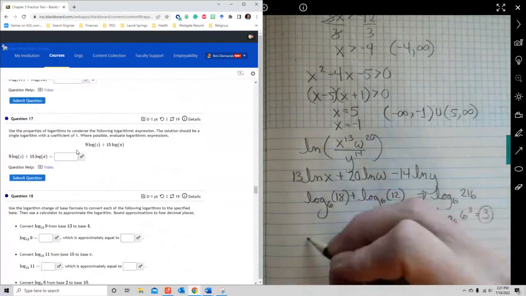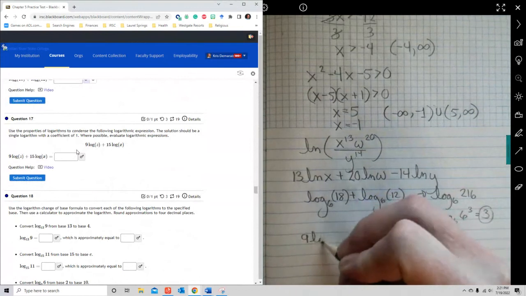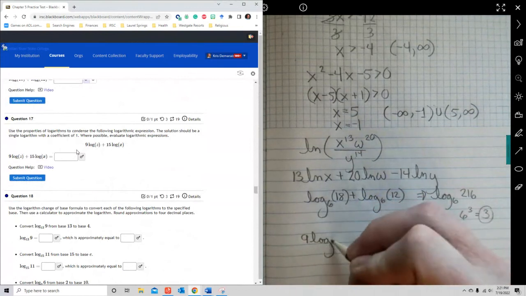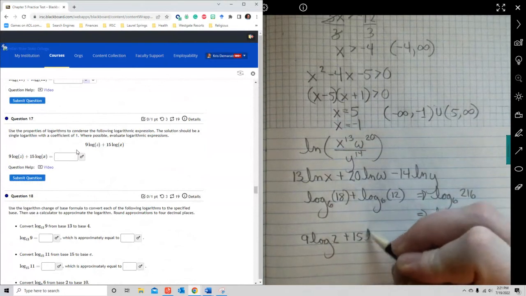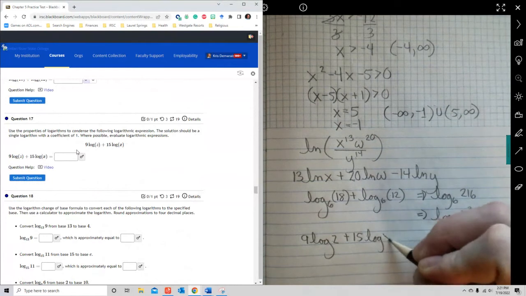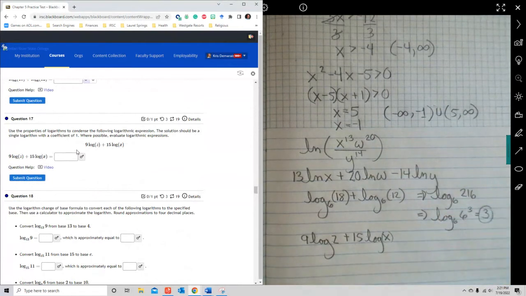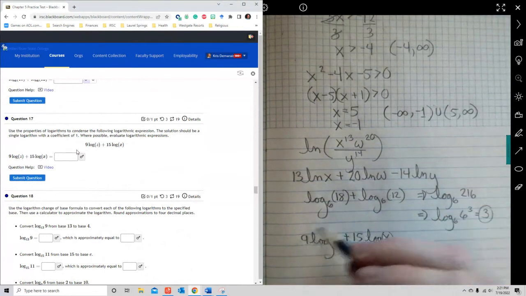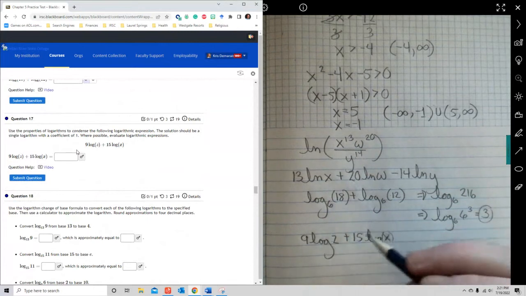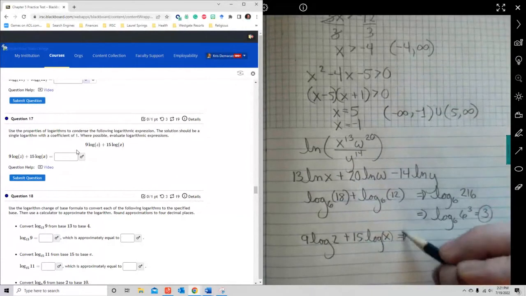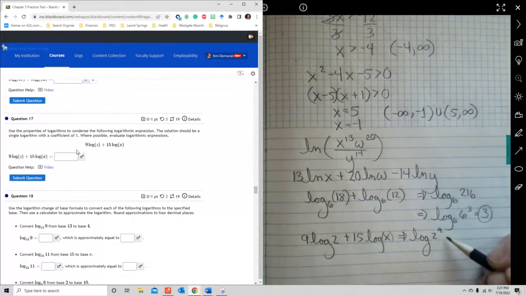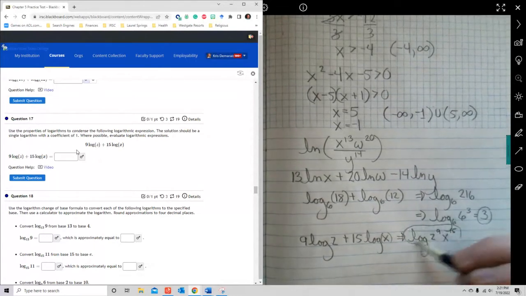Now number 17. It wants us to condense it again. So this is where we have to go ahead and bring up the power. That's going to be z to the 9th, and then x to the 15th, and then they're going to multiply each other. So our answer will be log of z to the 9th, x to the 15th. And then that's our answer.